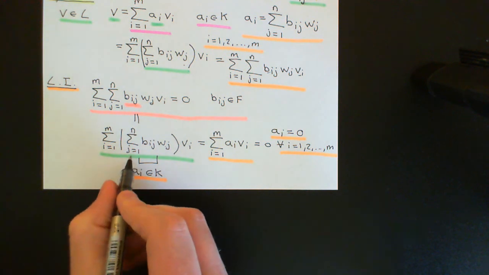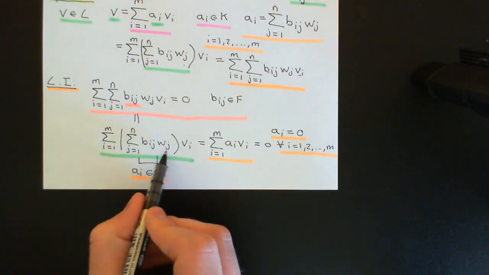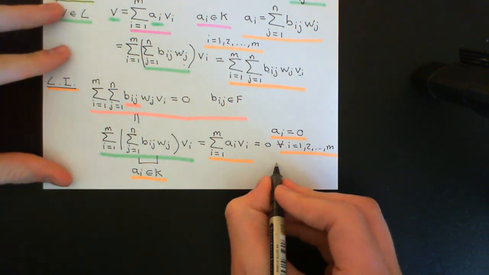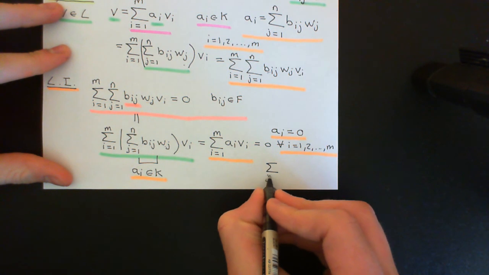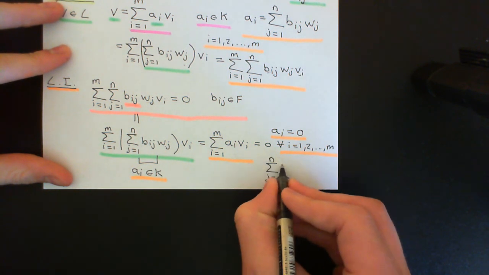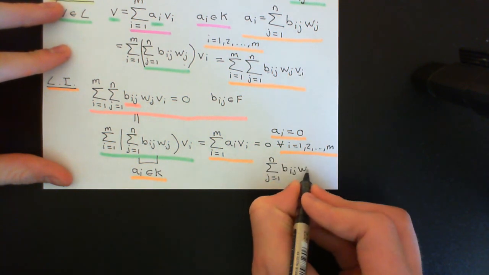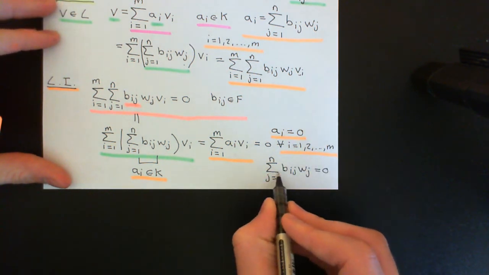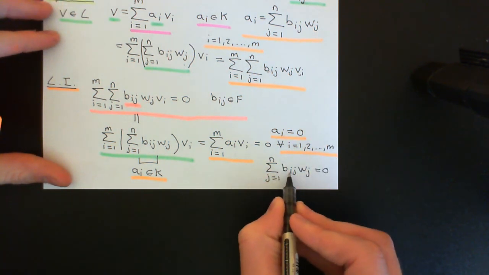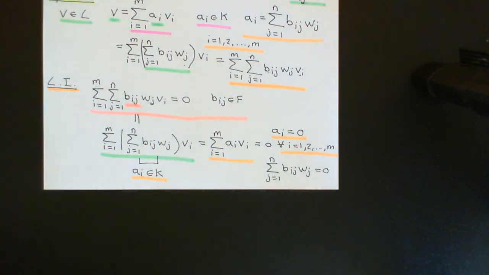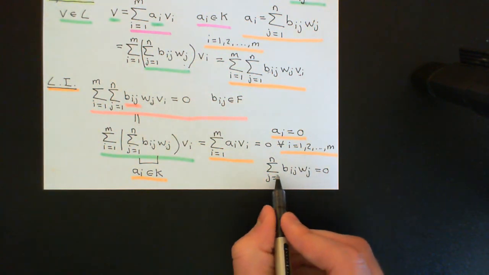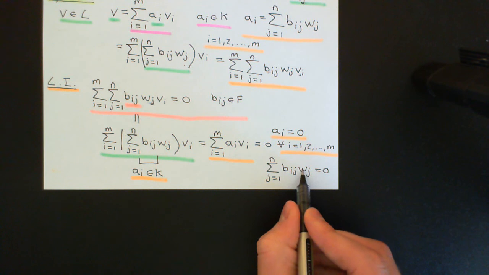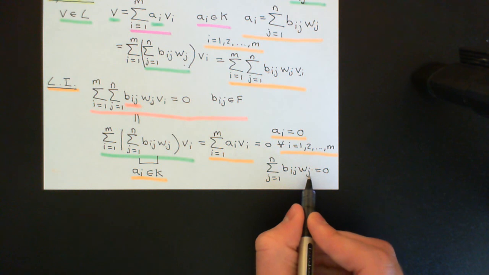But now let's remember what that actually means. That means that all of these sums are equal to 0. So now I can conclude that the sum from j equals 1 to n of bij wj is equal to 0 for all the i's. So all these different sums, where you have a different i there, they're all equal to 0. But now remember, these wj vectors were a basis for the intermediate field K viewed as a vector space over F.